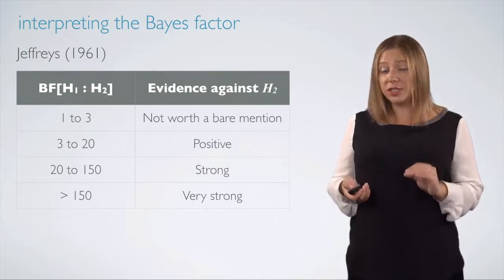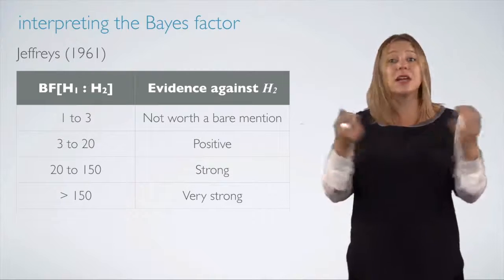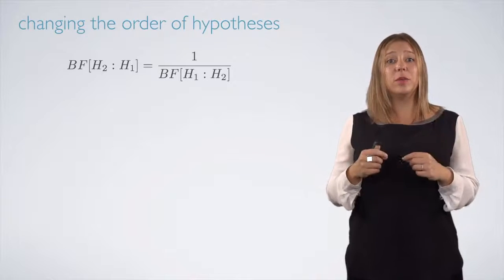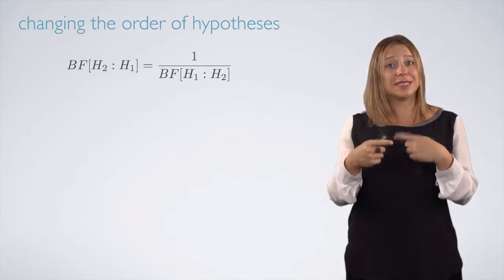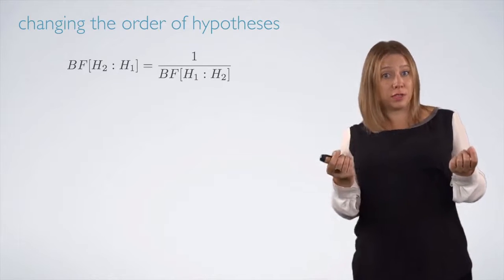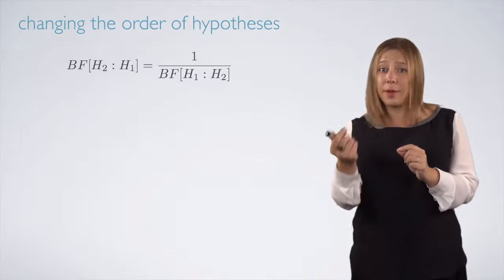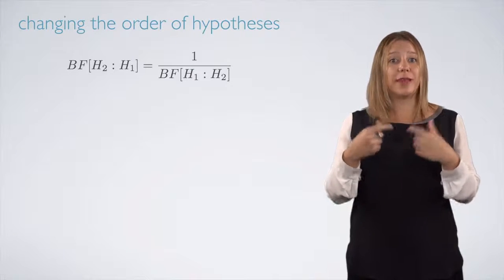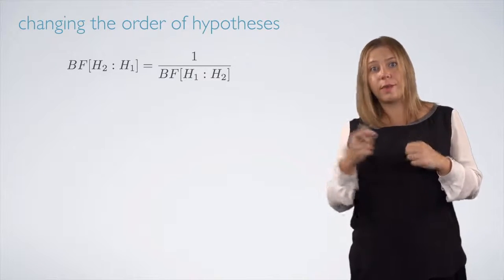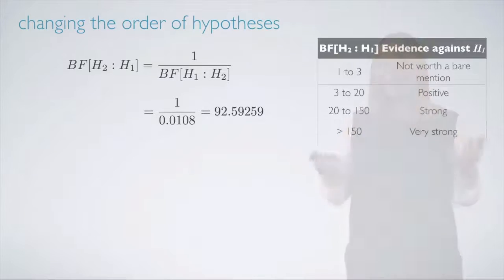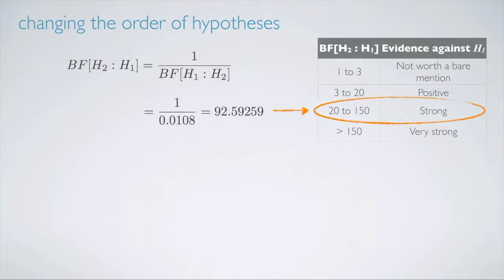It might have caught your attention that the Bayes factor we calculated does not even appear on the scale. To obtain a Bayes factor value on this scale, we will need to change the order of our hypotheses and calculate the Bayes factor for hypothesis 2 to hypothesis 1 and look for evidence against hypothesis 1 instead. We can calculate this Bayes factor as the reciprocal of the Bayes factor for hypothesis 1 to hypothesis 2. For our data, this comes out to approximately 93. Hence, evidence against hypothesis 1, which states that the patient does not have HIV, is strong.